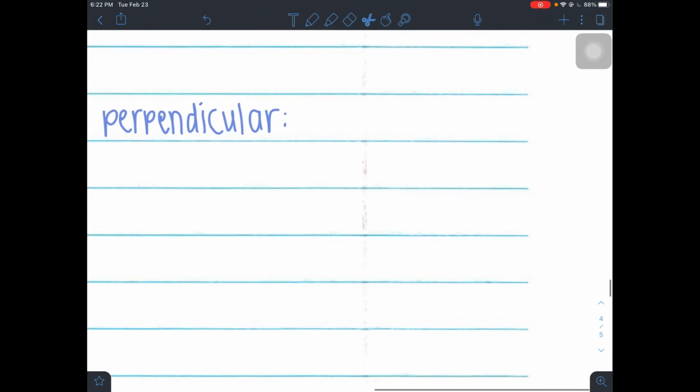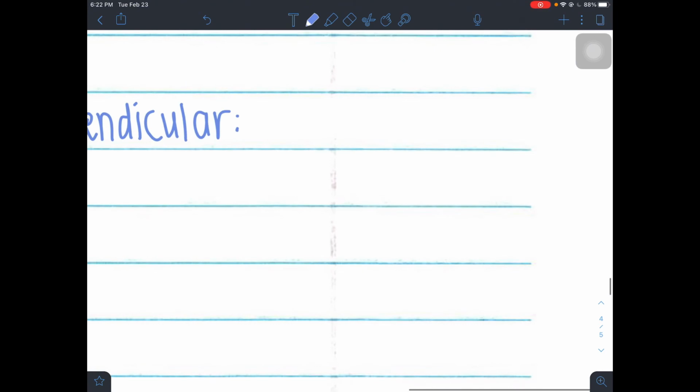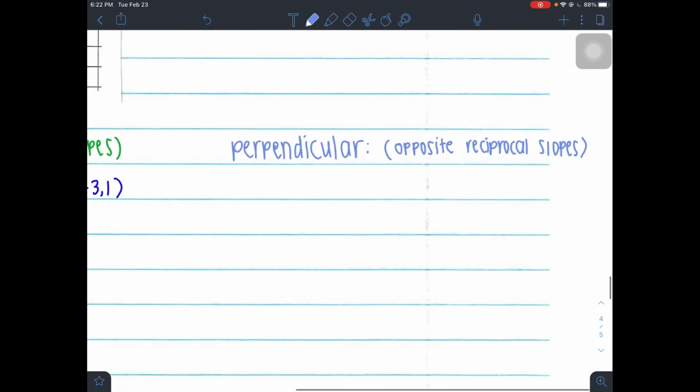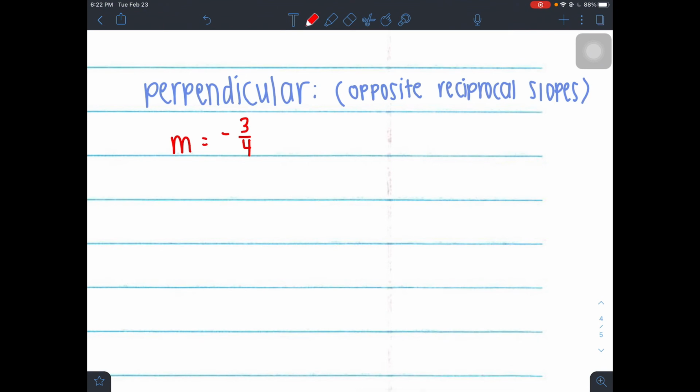All right, let's do a perpendicular equation. Now we're using the exact same graph to do this one. For perpendicular lines, we want opposite reciprocal slopes. Okay, so the slope that we're given right now is -3/4. So the question becomes, do I use this same slope to create this equation, or do I do the opposite reciprocal here? And because it's perpendicular, you have to do the opposite reciprocal.